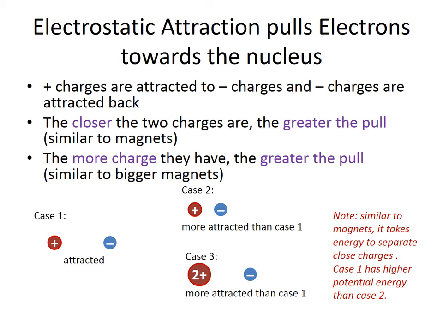Also, if I have a stronger charge, for instance, if instead of having a plus charge and a minus charge, I have a +2 charge, so it's a bigger charge, double the amount of positive charge, and a negative charge, they will be more attracted to each other than just a single positive charge and a single negative charge. We're going to bring this to bear on what it's going to be analogous to in the atom in a bit.